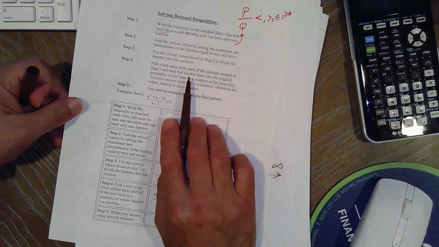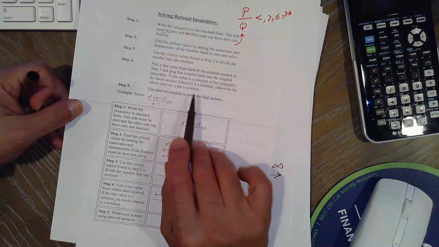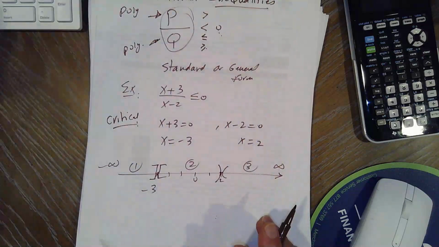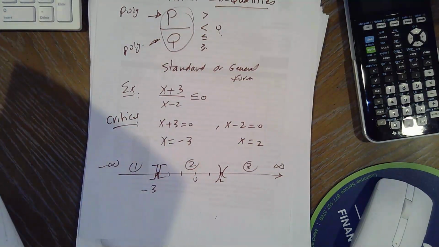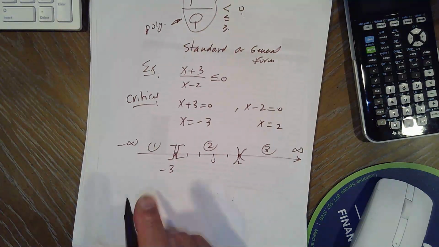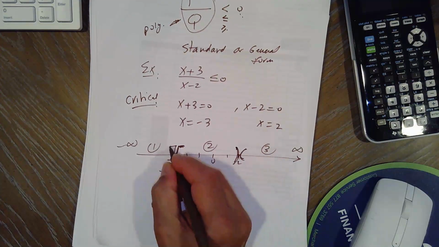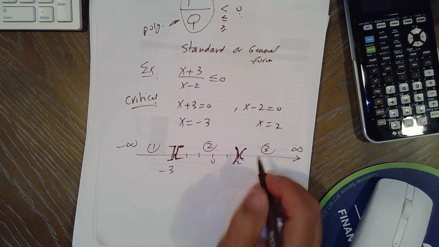Pick this value from each of the sections and plug that into the test value, just like before, and then use interval notation. What you have to watch out for, though, that you didn't care about when it was quadratic, is the brackets and parentheses. Okay, you can see here I put brackets at 3 and I put parentheses at 2, and there's a reason.